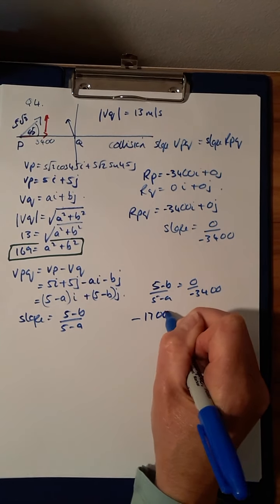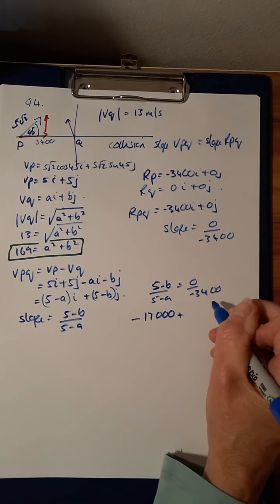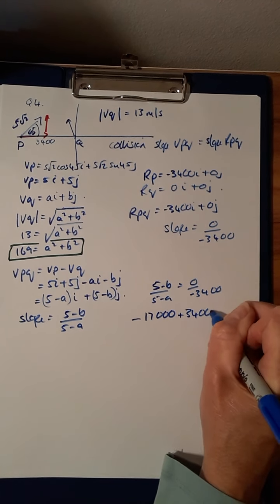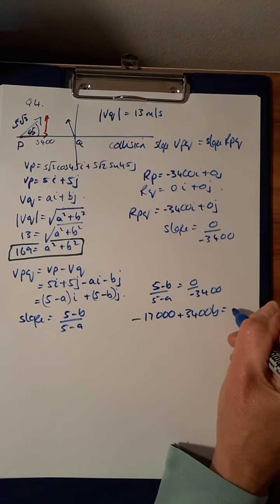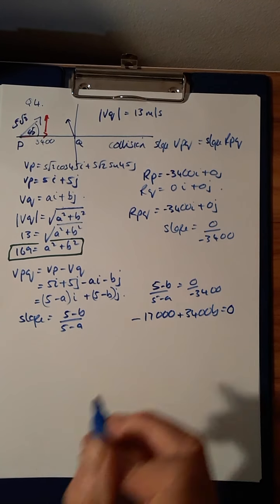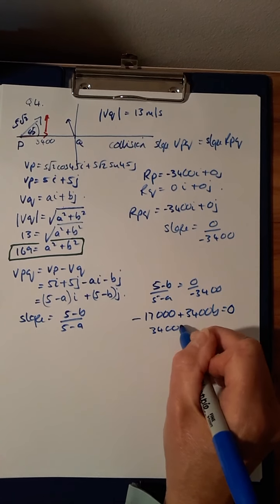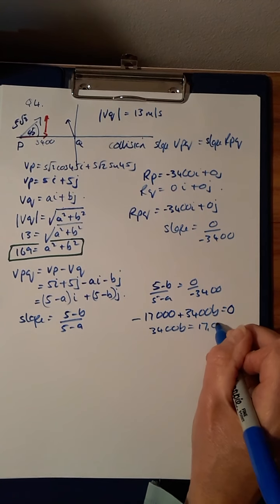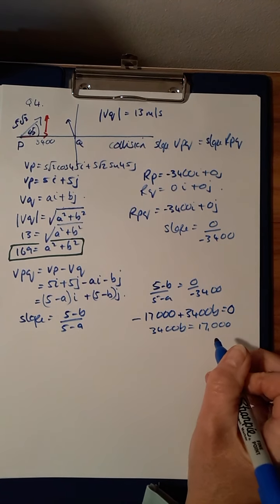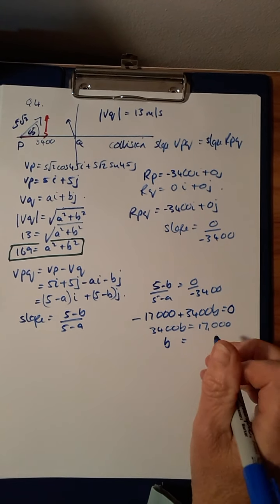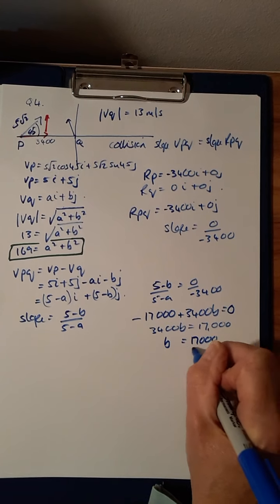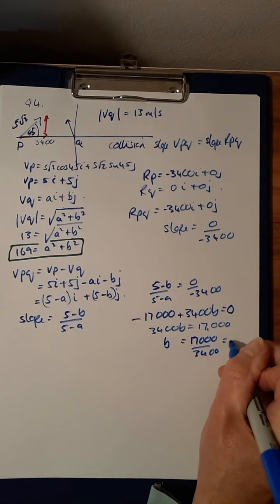So this is minus 17,000 plus 3400b is equal to, when I bring that 5 minus a up, that just becomes 0. So I have 3400b is equal to 17,000, which means that b is equal to 17,000 over 3400, which goes in 5 times. Okay.